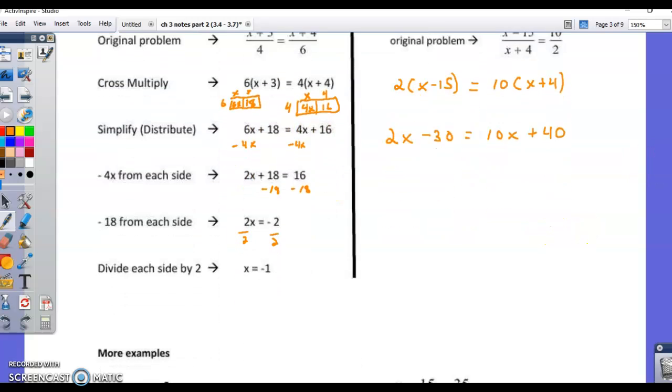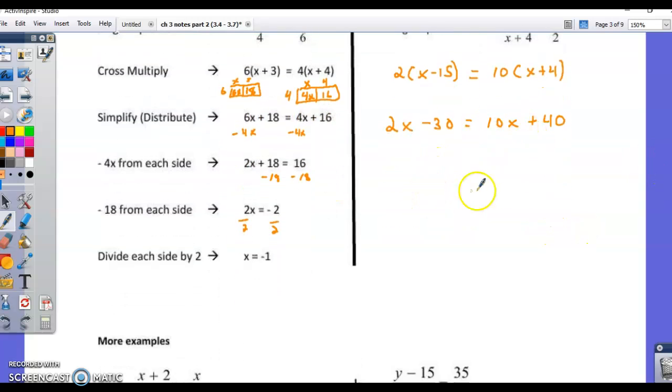So now we have to get our constants on one side, our variable terms on the other side. For example, if I added 30 here to that 40, then I would have to subtract the 10x. So I'm just doing this in one step now. Now we could combine all these like terms. 2 minus 10 will give us negative 8x. These equal 0. That's 0. And this will be 70.